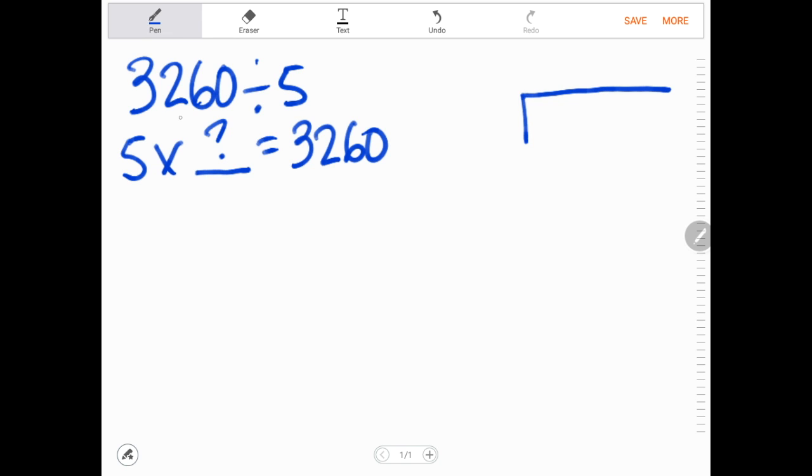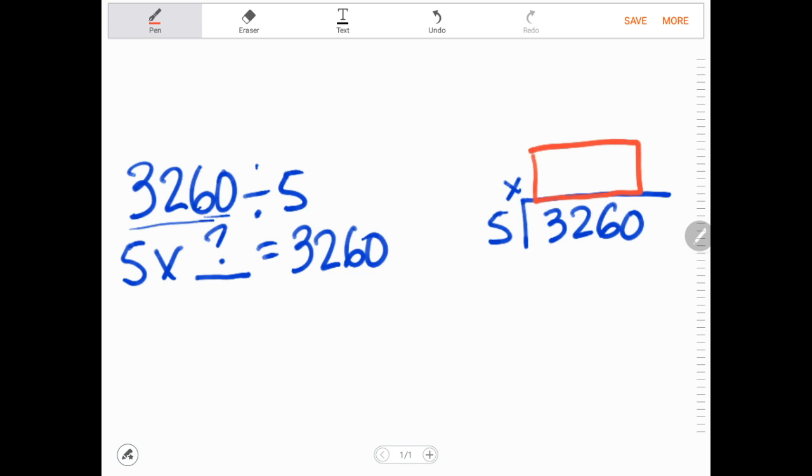Now, a lot of times students will set this problem up where they'll put the 3,260 on the outside and the 5 on the inside. You just add a decimal point and some zeros and go ahead and divide away. But that's not how you set up this problem. This problem should be set up with the 3,260 on the inside and the 5 on the outside. Because what this algorithm is saying is 5 times what number will give me 3,260. We're looking for this number here.